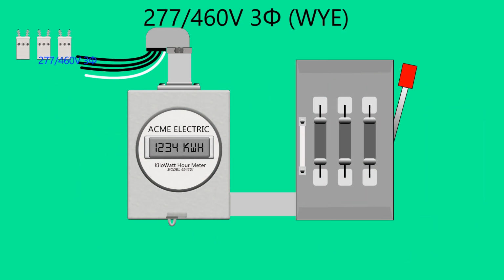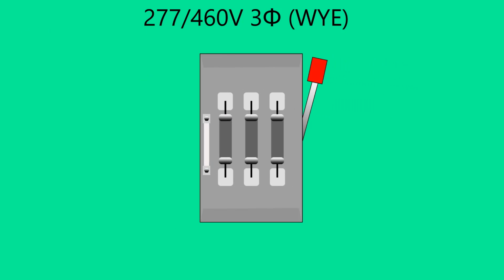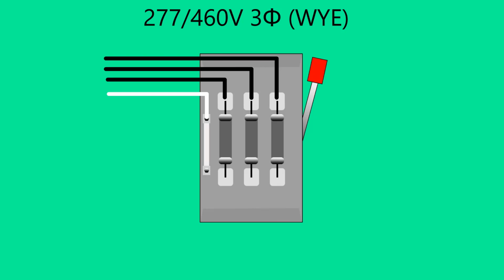The 277/460 volt three-phase system is supplied to the electrical service. It is metered and sent to a main disconnect. Let's examine the voltages of a 277/460 volt, three-phase system.